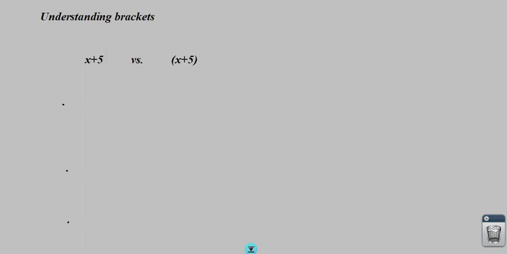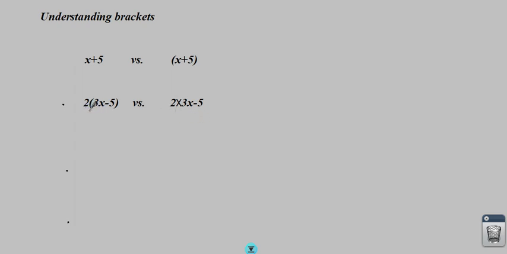Now let's understand brackets. We mentioned earlier that x plus 5, written in this form, is an expression made up of two terms, and that the brackets group the things together, and this is made up of one term. So let's understand the difference between 2 times the quantity 3x minus 5 and 2 times 3x minus 5.